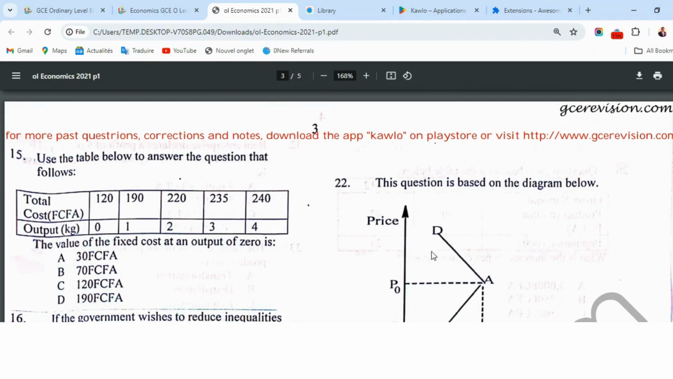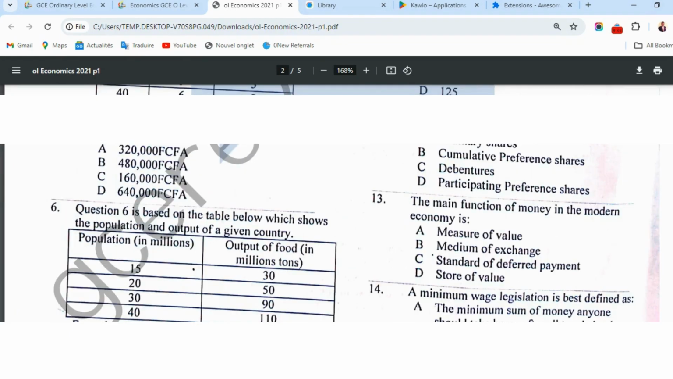Okay, 15. Use the table below to answer. So debentures is the answer here.